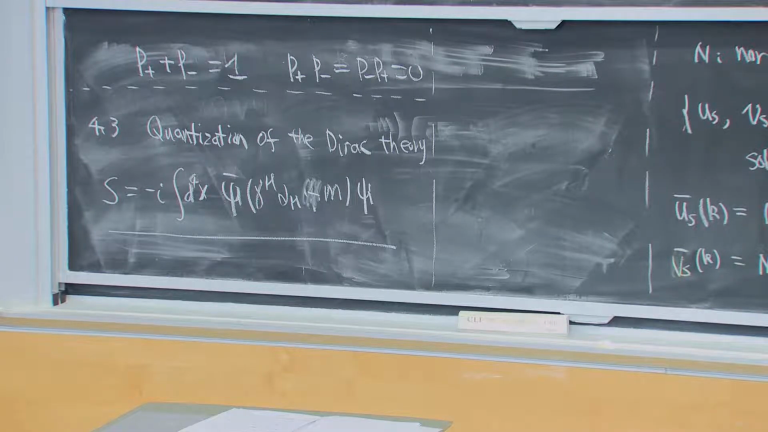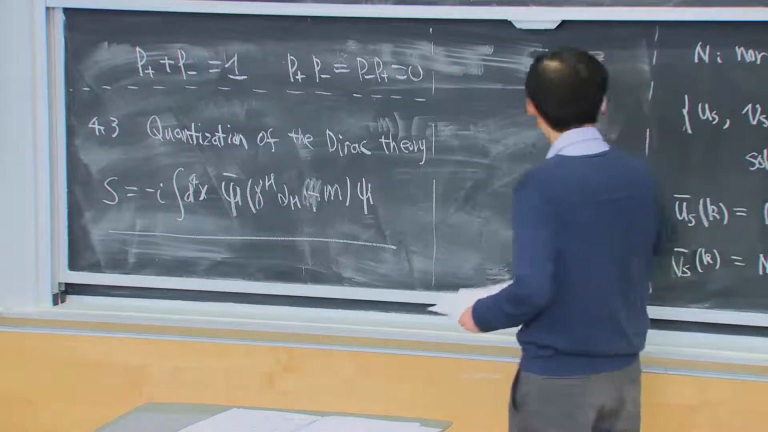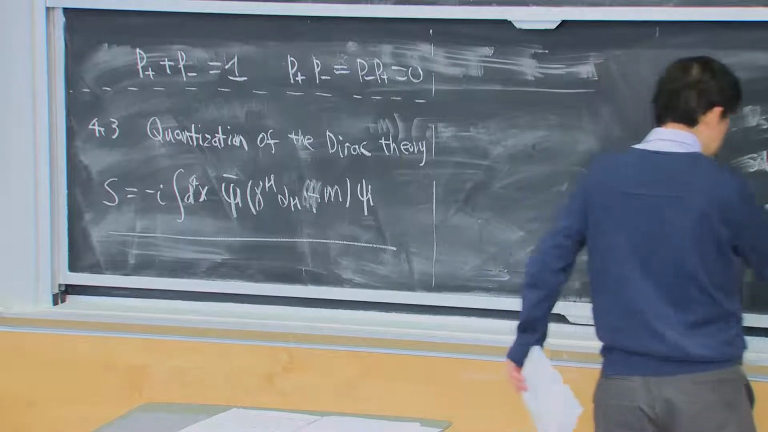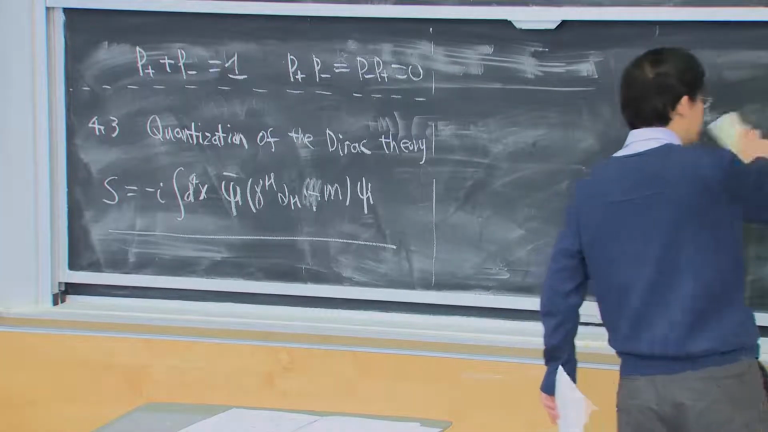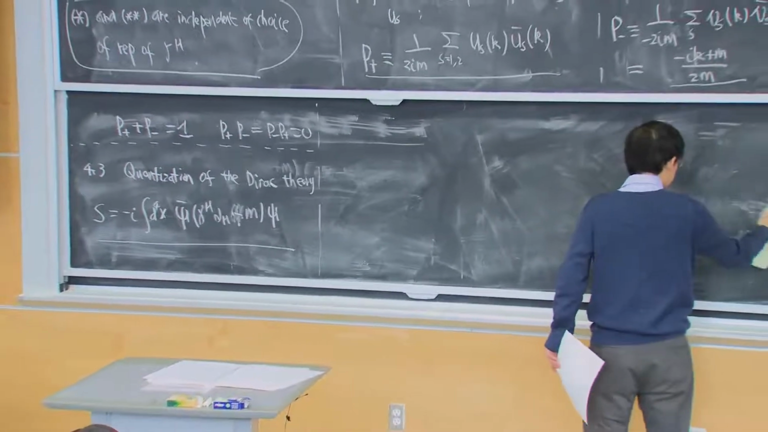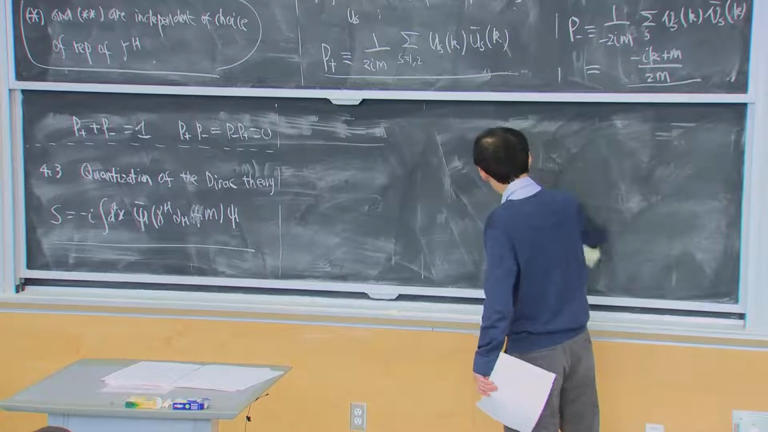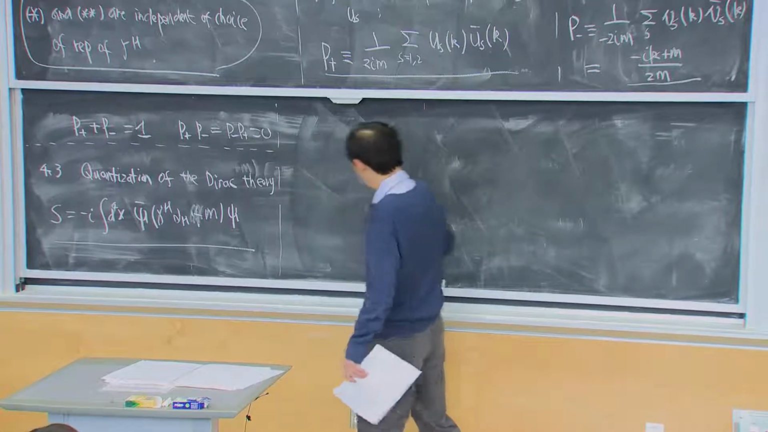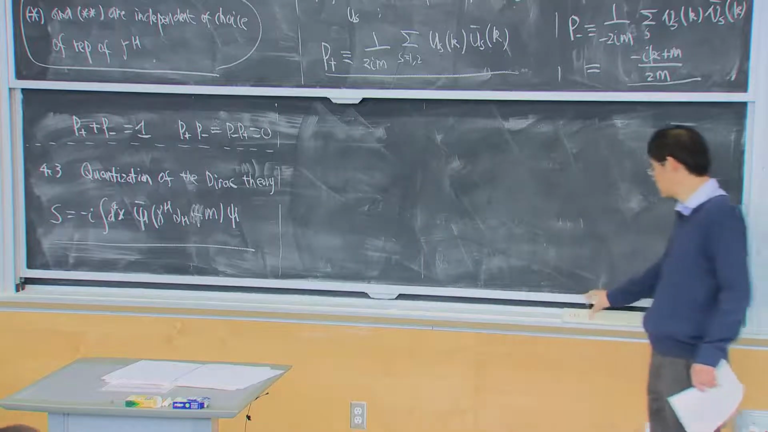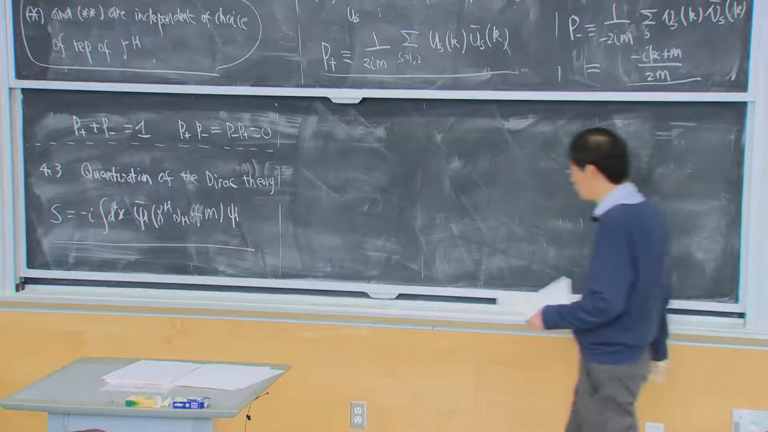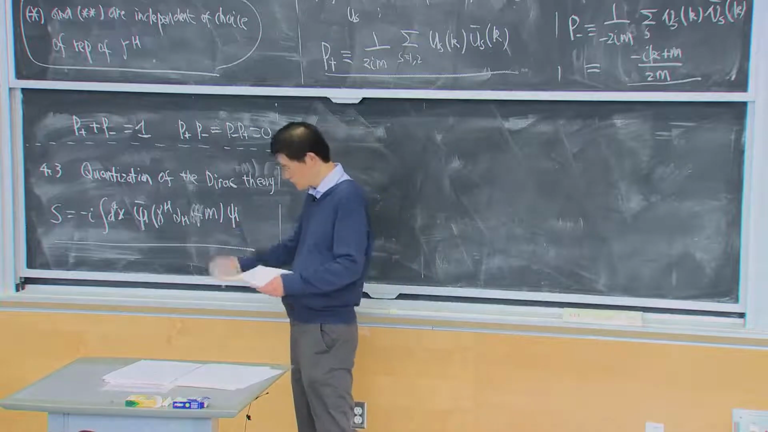In order to quantize it, we first remember our procedure to quantize a theory. We need to first find the canonical momentum, and we also need to impose the canonical commutation relations, and then expand the operators in terms of a complete set of classical solutions, corresponding to the solutions to the operator equations. So let's try to find out what the canonical momentum of psi is.